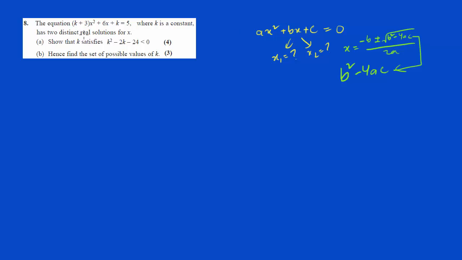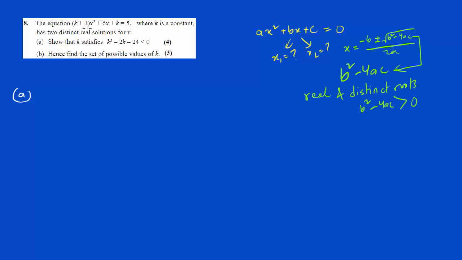It has two distinct real solutions. That means there are two different values of x, and that is only possible if the square root of b squared minus 4ac has some value. Then we can find minus b plus that value divided by twice a, and minus b minus that value divided by twice a. So for real and distinct or different roots, we have to remember that b squared minus 4ac will be positive, that means greater than 0, and that is the idea behind this particular sum.